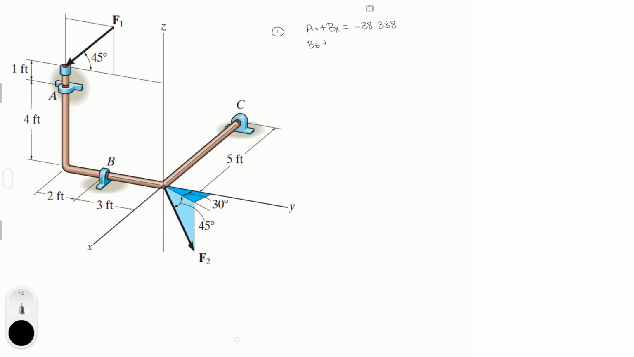Let's say BC plus CC is equal to 388.91. But I also know that if I plug equation 5 into equation 1, I get minus 1.25 CZ plus BX is equal to minus 88.388. All I did is plug equation 5 into equation 1, nothing interesting. So let's get equation 6, which is 0 is equal to 5AX plus 3BX minus 5CY.